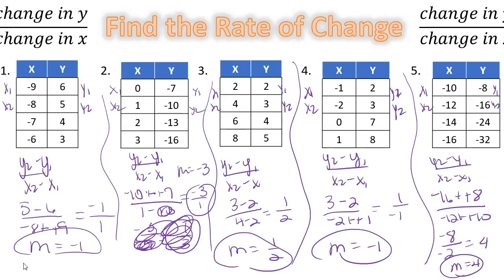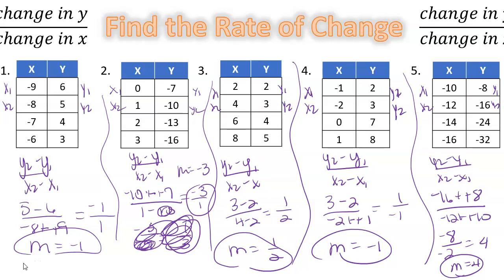All right, so here are your answers. Just for the sake of time, I just went ahead and used the first 2 points in each table, labeling them x1, y1, and x2, y2, and then plug them into my formula of y2 minus y1 over x2 minus x1. So for number 1, you should have gotten a slope of negative 1. For number 2, negative 3. For number 3, 1 over 2. For number 4, negative 1, and for number 5, 4.